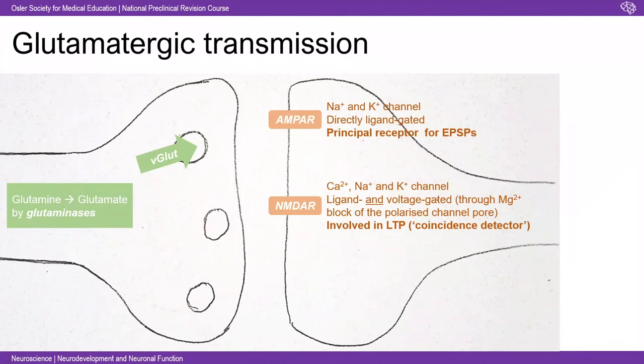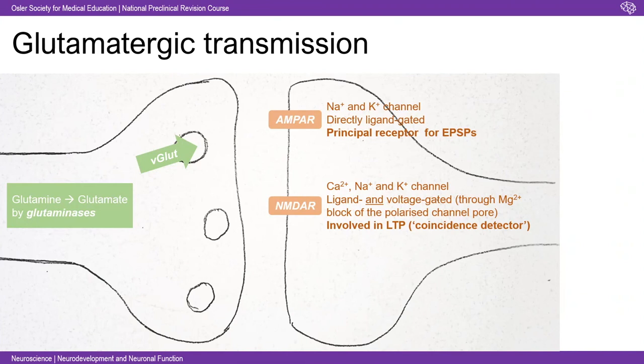AMPA is the sodium channel that is the primary receptor mediating excitatory postsynaptic potentials, so evoking action potentials, whereas NMDA is that really interesting calcium channel that has this voltage gating function that exists because of a magnesium ion that sits in the pore of the channel.